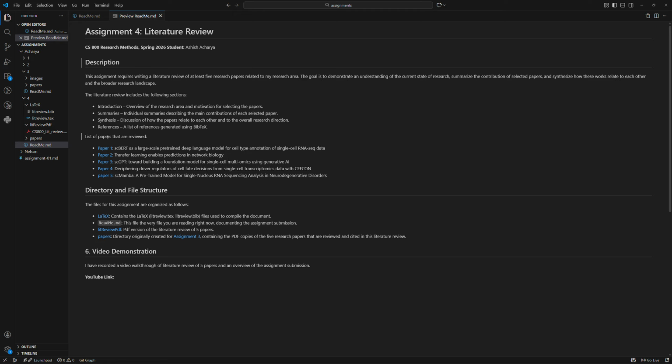And the 5 papers I have used are: paper 1, scBERT, a large-scale pretrained deep learning model for cell type annotation of single-cell RNA sequence data. Basically, this paper introduced the concept of building a foundational model that can be trained on a large amount of unlabeled dataset in a self-supervised manner so that it can later be fine-tuned on a specific task such as cell type annotation. It uses a BERT transformer model for single-cell genomics.